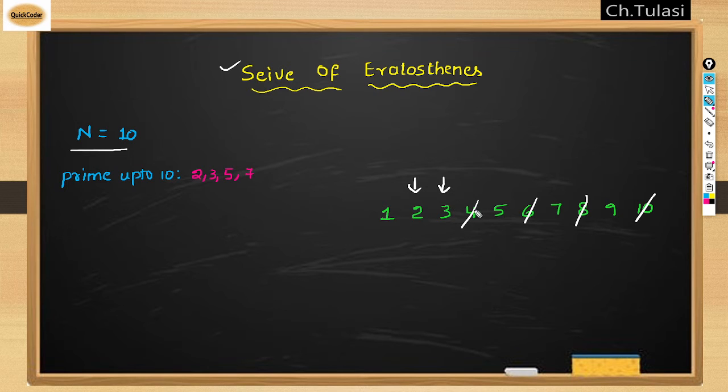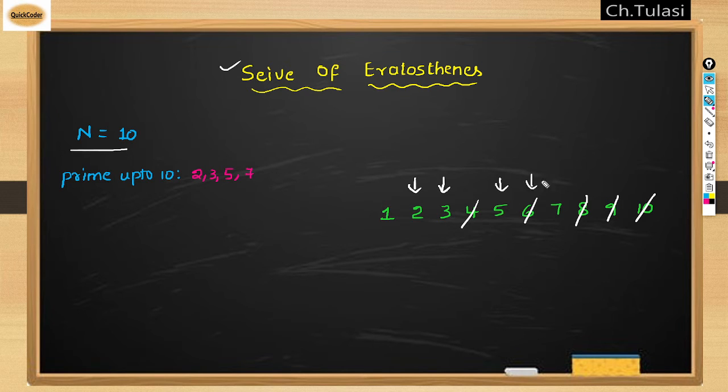If it is not cut, then I will go to the next one. 3 is not cut here, so I will cross out the multiples of 3 now. 6 is already crossed, and I will cross 9. I will not go to 4 because 4 is already cancelled. So now I will go to 5 and cancel the multiples of 5. 10 is already cancelled now.